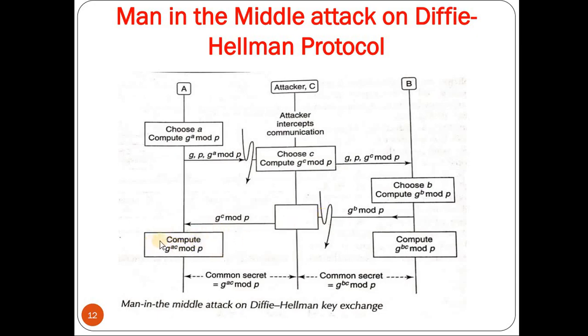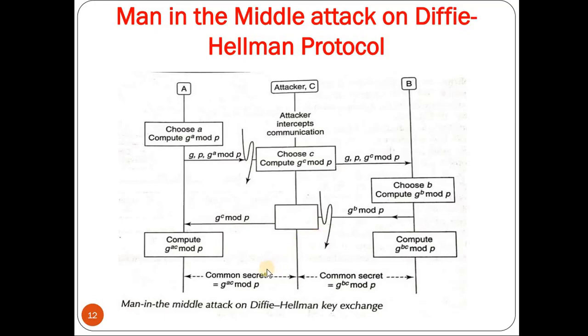So at this point all the three parties will compute the common shared secret key. Now A receives G to the power C mod P, so to the power A it does, that is nothing but G to the power AC mod P. Now B has received G to the power C mod P, whole to the power B it does, that is nothing but G to the power BC mod P. What attacker C does is, he computes two common shared secret keys, that is nothing but G to the power AC mod P and G to the power BC mod P.